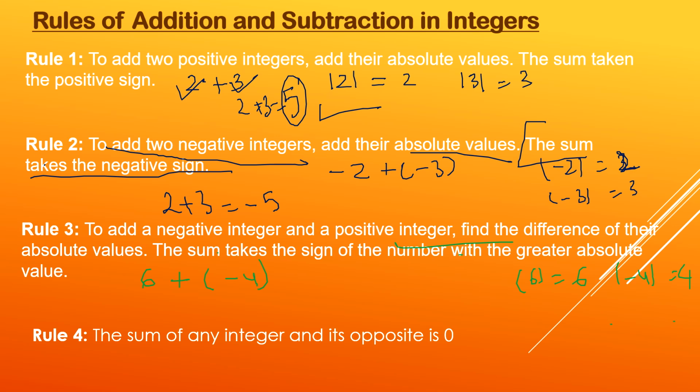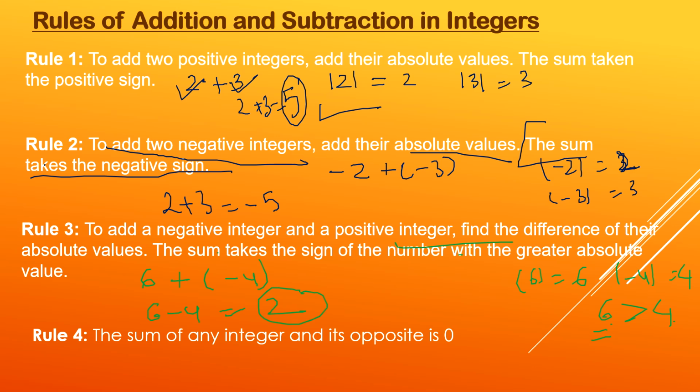As per this rule, you will find the subtraction. You will subtract them, you get 2. But they are saying the number will have greater absolute value. So here you see 6 is greater than 4 and 6 is a positive number. So 2 will become positive. Okay. This is what they mean here.